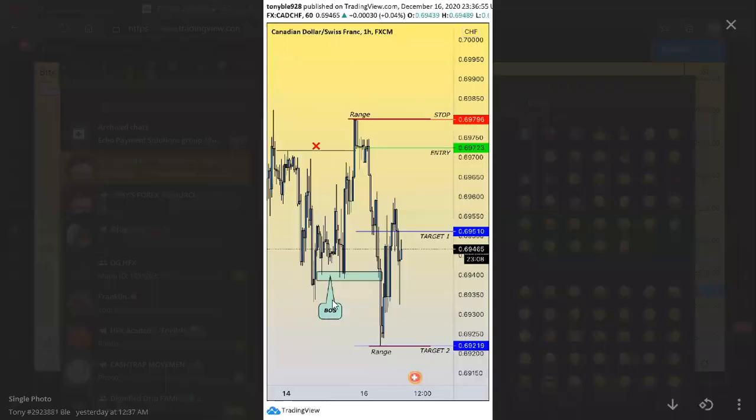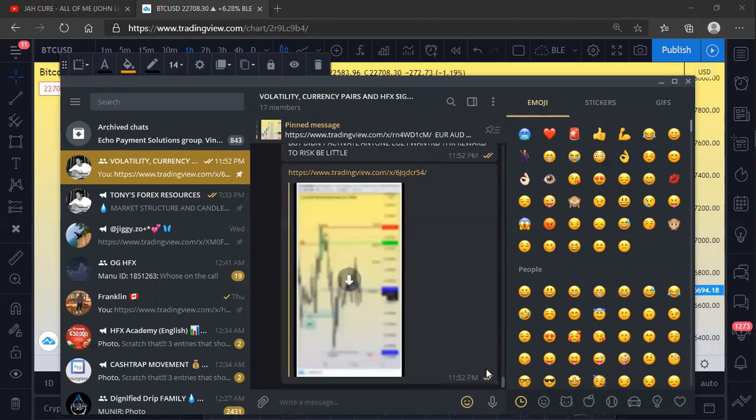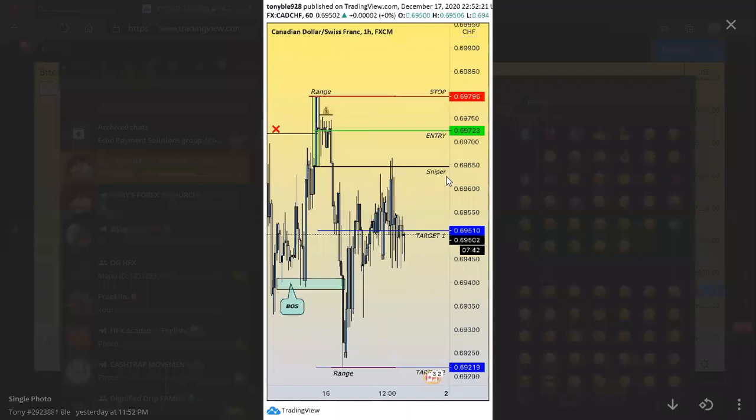Come here, I want to show you. All right, you can see BOS. So this is a break in structure. This was a trade idea I called out to everyone, and it basically went our way. I think I gave the updates. Okay, so this is the update. You can see how price got to our sniper and then hit our first target.